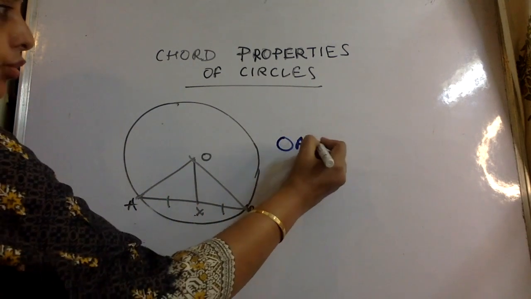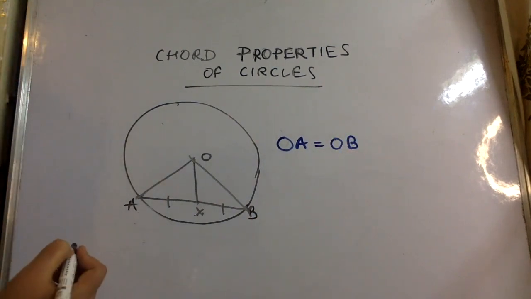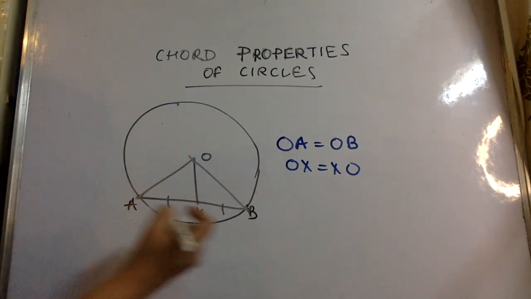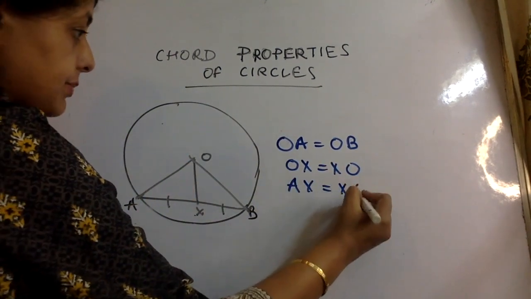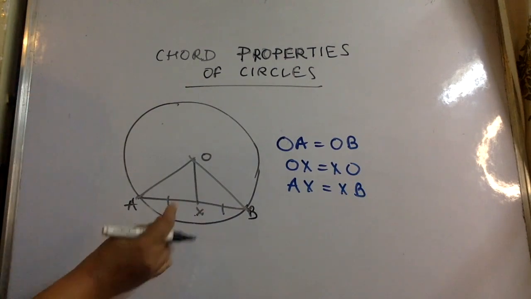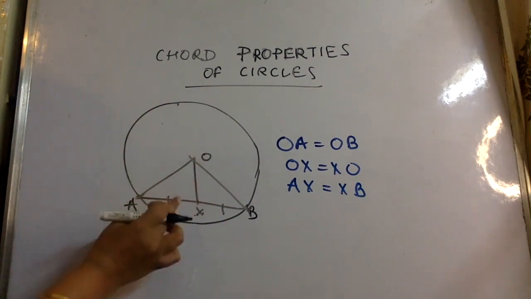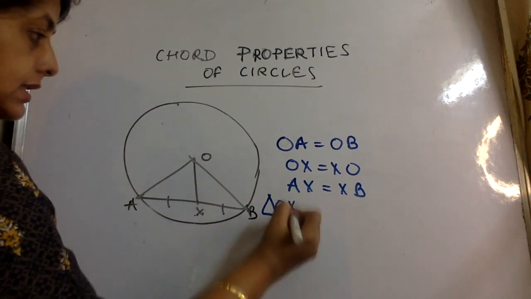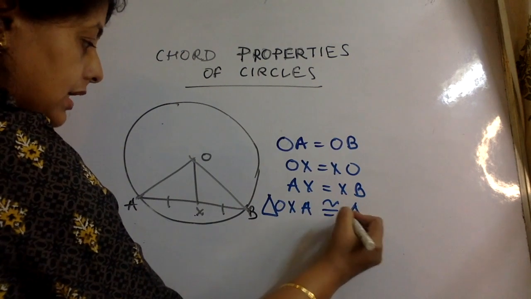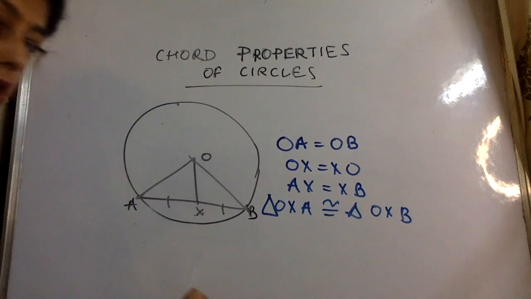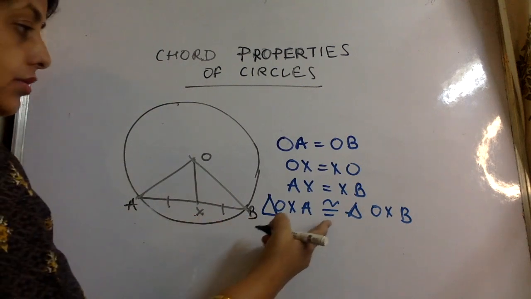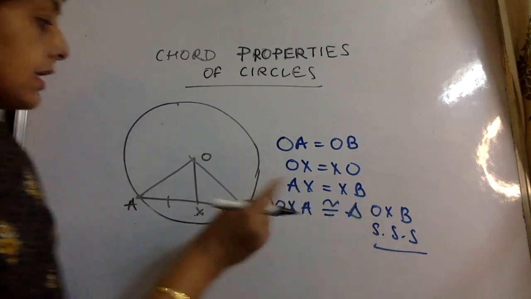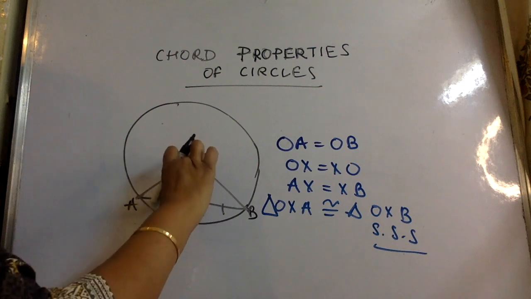We start with OA is equal to OB, and then OX is equal to XO, that is common, and AX is equal to XB. With these three things, we can say triangle OXA is congruent to triangle OXB by SSS. This is equal to this, this is equal to this, and this one is common, so it is congruent by SSS.